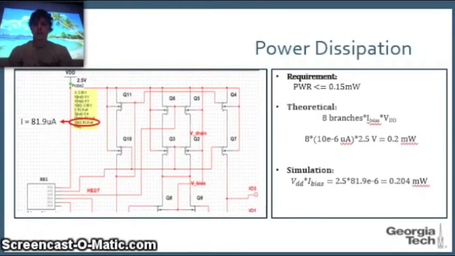The power dissipation for this circuit was required to be under 0.15 milliwatts. We know that for our theoretical calculations, our I bias was 10 microamps, our VDD was 2.5 volts, and with 8 branches in our circuit, our power dissipation was 0.2 milliwatts. Our simulation was very close, except the I bias was 81.9 microamps. We found this by probing the output of VDD for the bias current. This was a necessary design trade-off to achieve the gain.